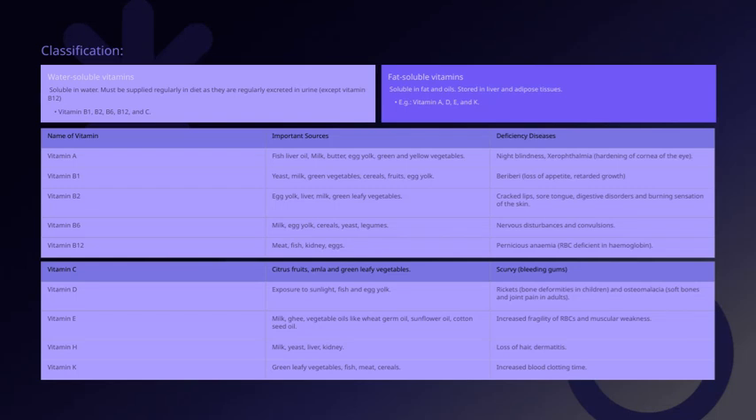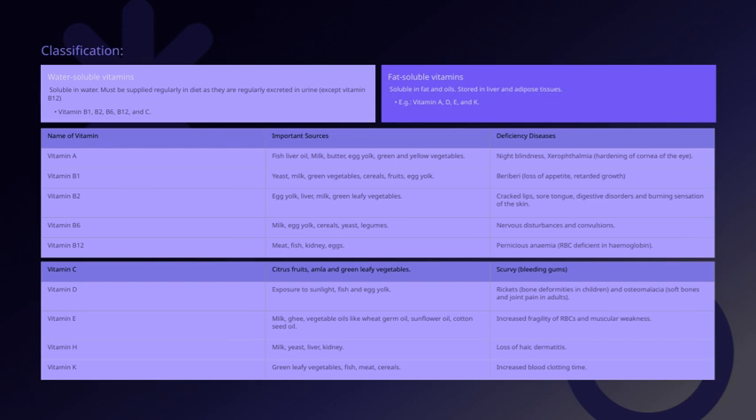Let's discuss fat-soluble vitamins first. These include vitamins A, D, E, and K. They are soluble in fats and oils, which means they are absorbed along with dietary fats. Because of this, they are stored in the liver and adipose tissues, allowing the body to draw on these stores when needed. This storage capability also means they don't need to be consumed every day, but excess intake can lead to toxicity.